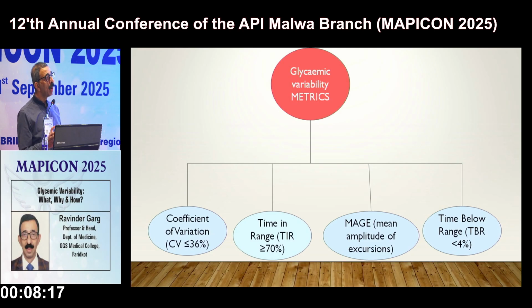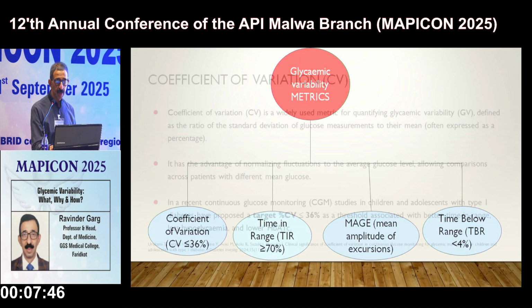So what are the measurement parameters? How do you describe glycemic variability? There are so many, they are called metrics. These are some of the metrics which I have mentioned: coefficient of variation, time in range, MAGE, which means mean amplitude of glucose excursions, and time below range. There are some other metrics also, like CONGA and MODD, mean of daily differences. So briefly we will be touching these four. They are very important metrics.